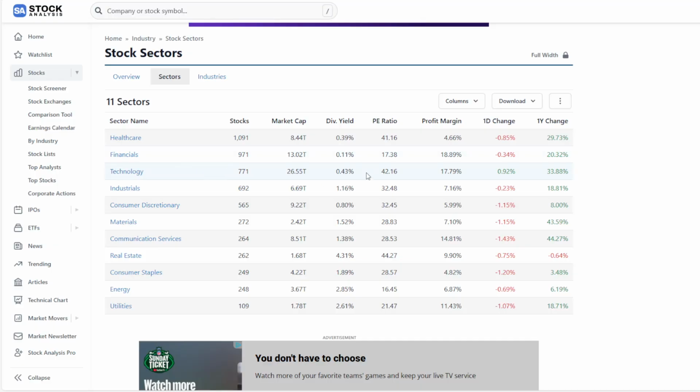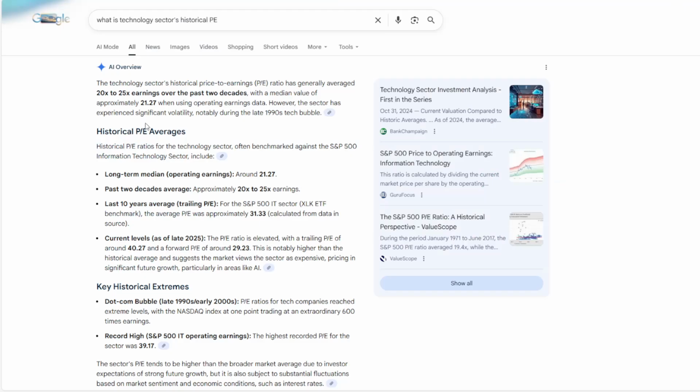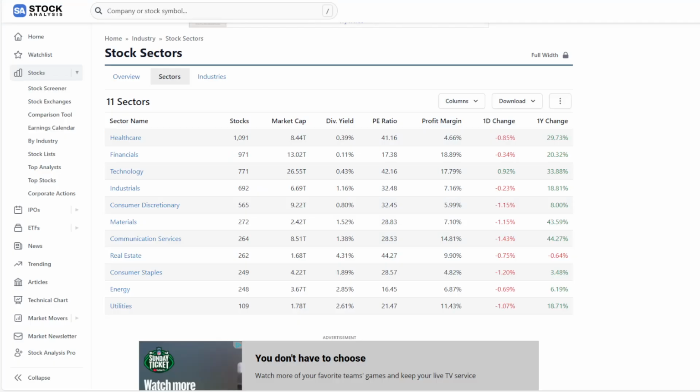So then the question is, is 42.16 high or low for technology? Well, what I did is I used AI in Google and I asked it, what is the technology sector's historical PE ratio? And according to Gemini, long term, it's about 21. Okay, so the technology sector has historically been between 20 and 25, and we're currently at, what was it, 42?